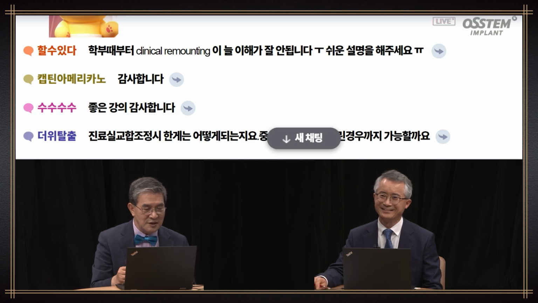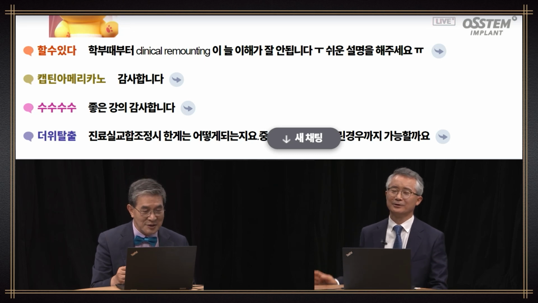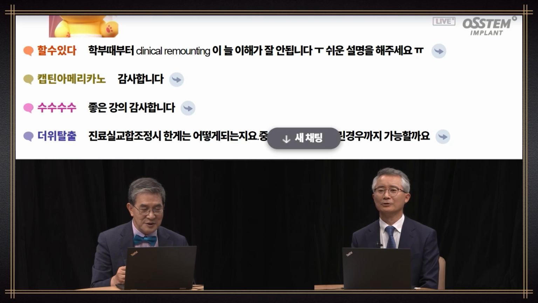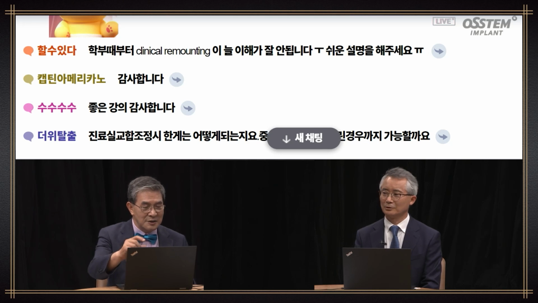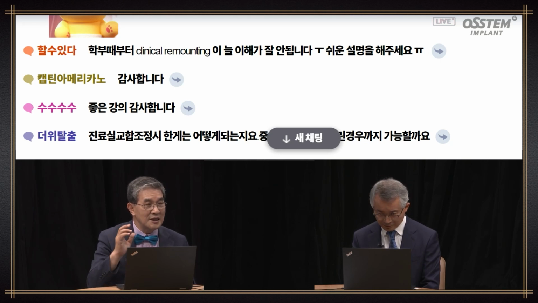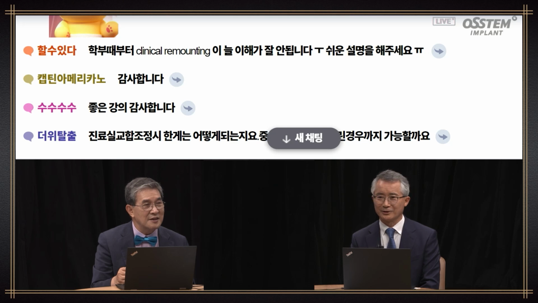Can do. From school days, I have always found clinical remounting difficult. Please provide an easy explanation of clinical remounting. I think this is about understanding how to do occlusal adjustment properly. I don't think this question is about clinical remounting, but rather focuses on occlusal adjustments. Yes?